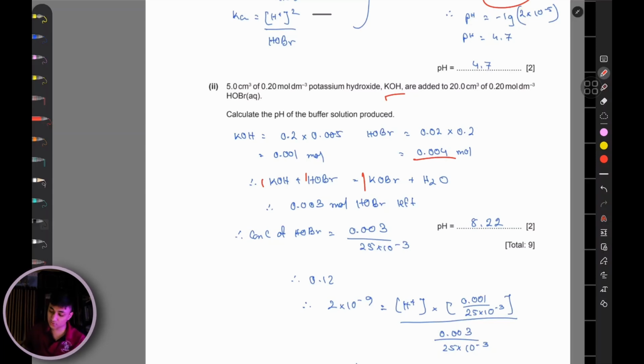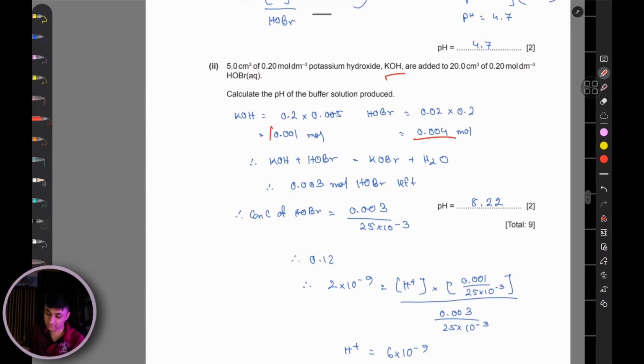Now, since the ratio is 1:1:1, I can say that KOH, potassium hydroxide, is the limiting reagent. And it is going to react with HOBr and form 0.001 mole of KOBr salt. How much salt? 0.001 mole of KOBr salt. Fair enough. So now there is going to be some amount of HOBr left. How much, you ask?